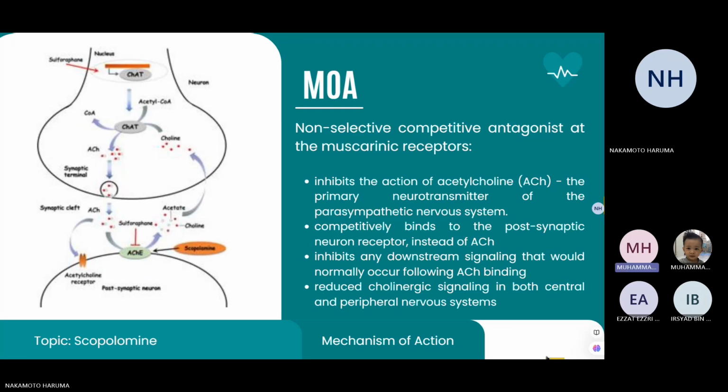Because acetylcholine is the neurotransmitter, without it, any downstream signaling that would normally occur following acetylcholine binding is inhibited, and no actual action will occur. So it reduces cholinergic signaling in both the central and peripheral nervous system. What happens depends on which receptor is affected. Next slide.